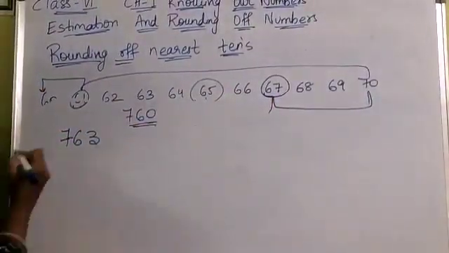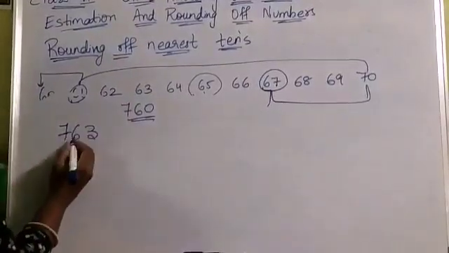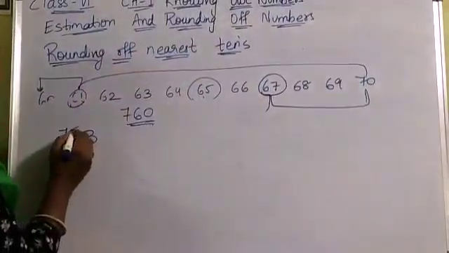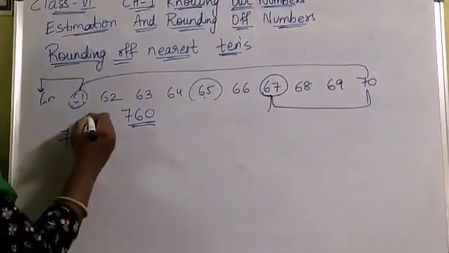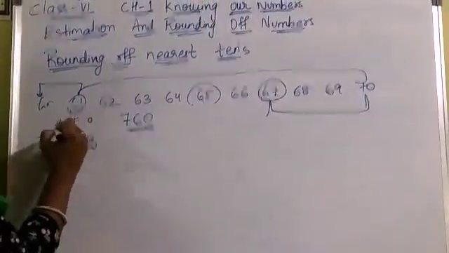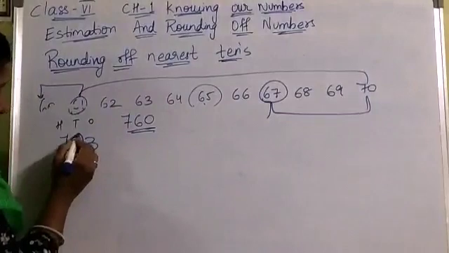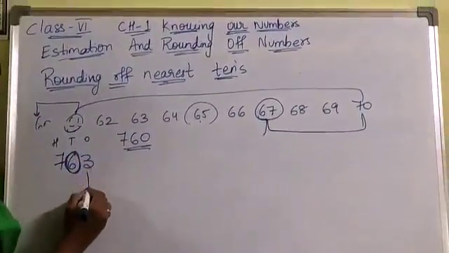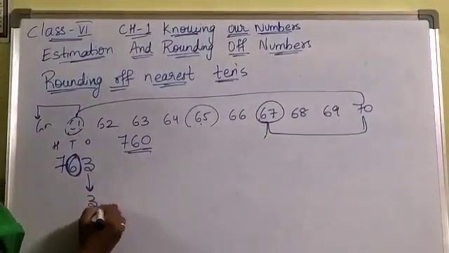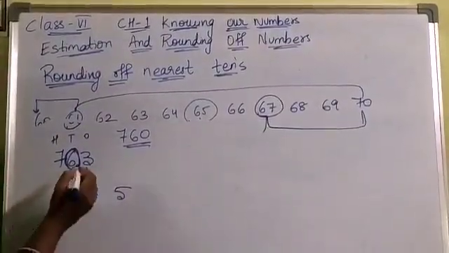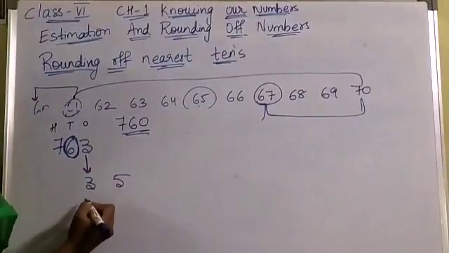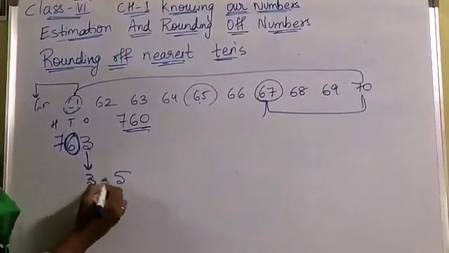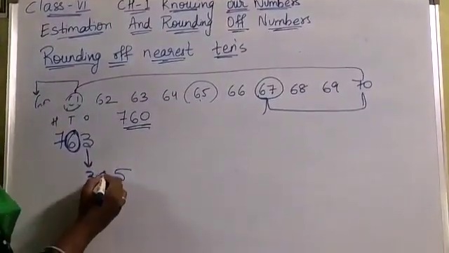So there is a small technique here. Nearest to tens means you have to round off the tens digit. You know this is ones, tens, hundreds, right? Now nearest to tens means you should take the tens digit and round it off and compare the next digit with 5. Always compare the next digit with 5. And here 3 is smaller than 5.